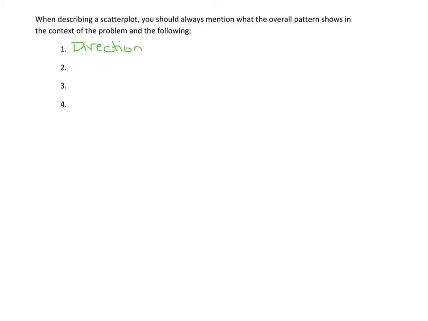And direction is actually going to be the same as the slope of a line. So it'll either be positive, negative, or actually sometimes you're going to have something where you have no association, so you don't really have much of a direction, but in general it's going to be either positive or negative.